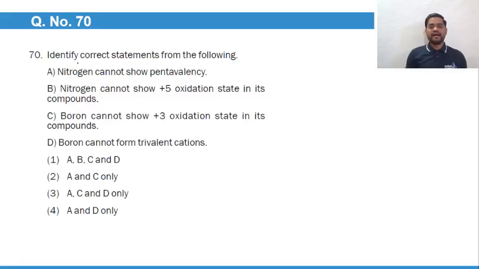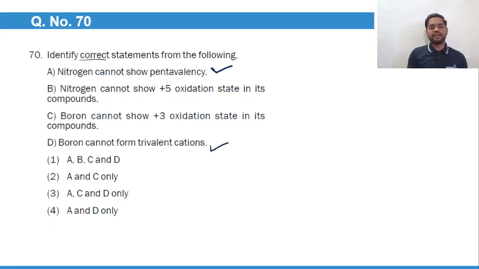70. Identify the correct statement from the following. Nitrogen cannot show pentavalency. This is wrong. Sorry, this is right. Mostly, yeah. Nitrogen cannot show +5 oxidation state. Okay, boron cannot show +3 oxidation state. Cool. And boron cannot form a trivalent ion. So this is also right.